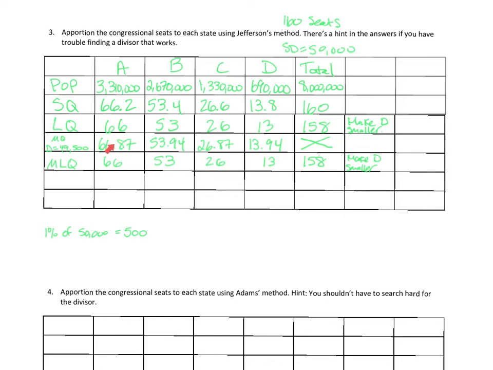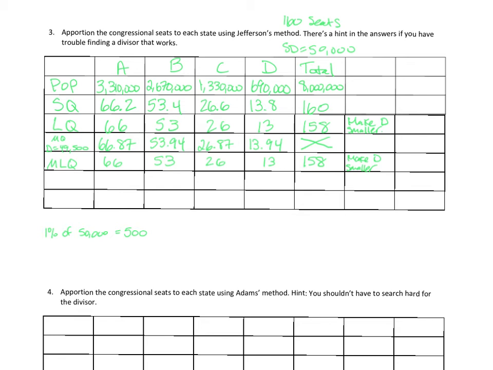We needed all of these modified quotas, like 66.2 went down to 66, but so does 66.87. That's very close to being up at 67. And 53.4 went to 53.94. That's really close to being a 54 point something and rounding down to 54. All of these decimals are really close to getting to the next number. So I'm not going to make D smaller by another 500, because if you look at how much it changed when I did 500, from 0.2 to 0.87, I might make it jump too much. I don't want all of these to jump.